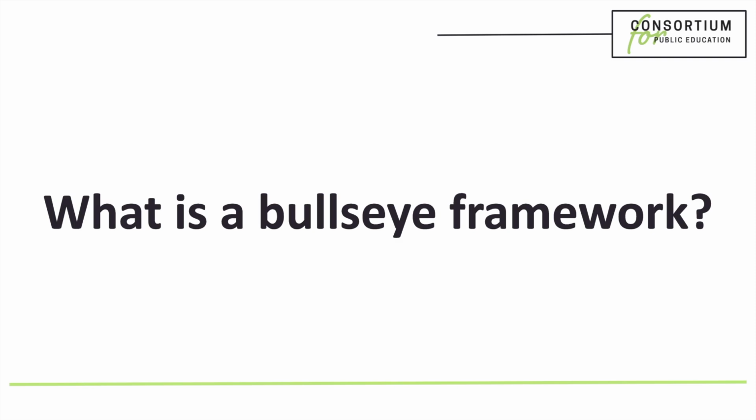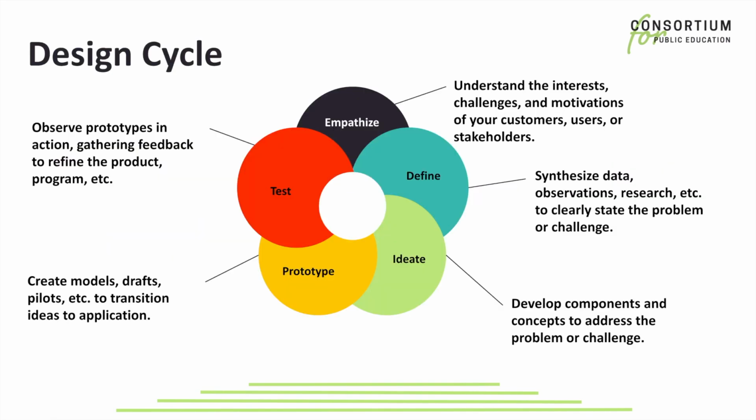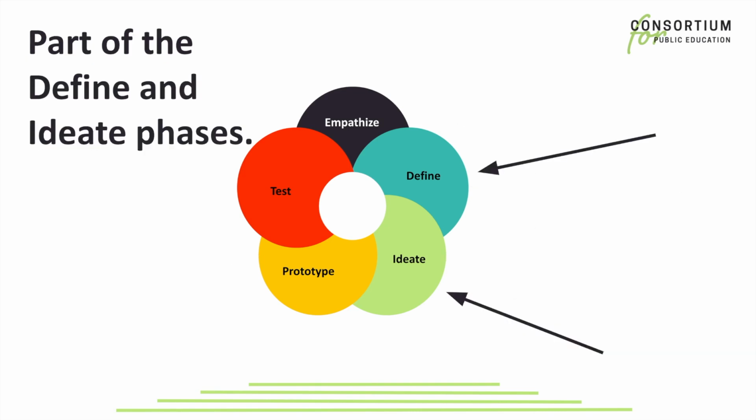What is a Bullseye Framework? A Bullseye Framework is a method for setting priorities or ranking ideas. And in terms of the design cycle, the Bullseye Framework is typically part of the define and ideate phases.